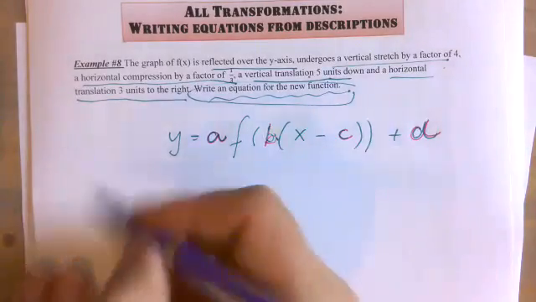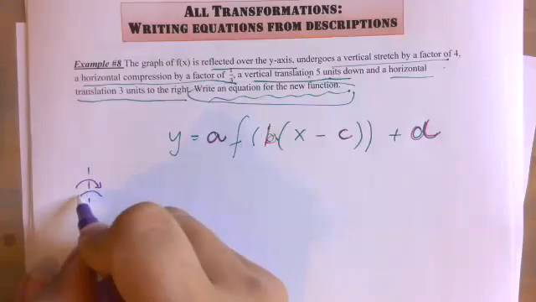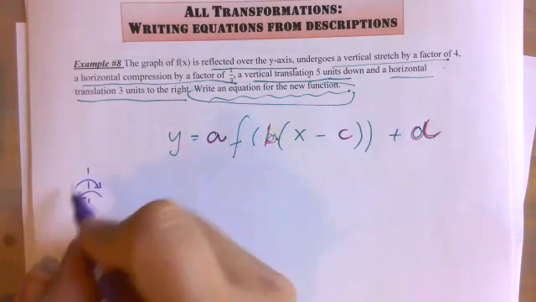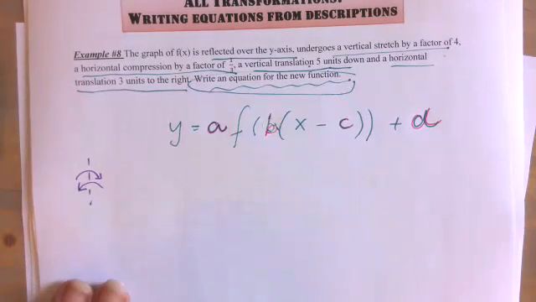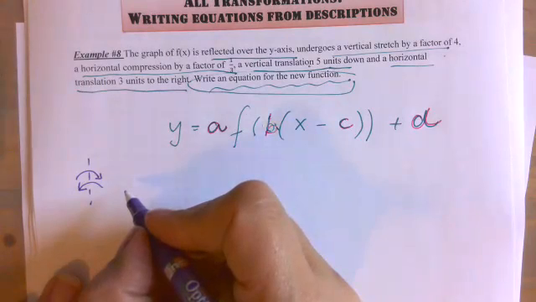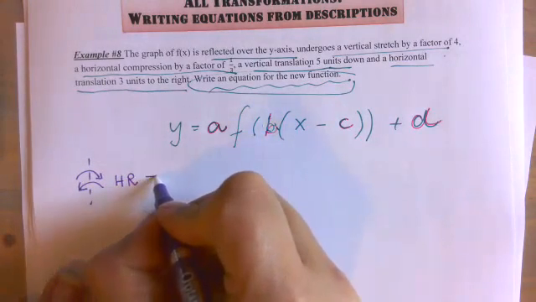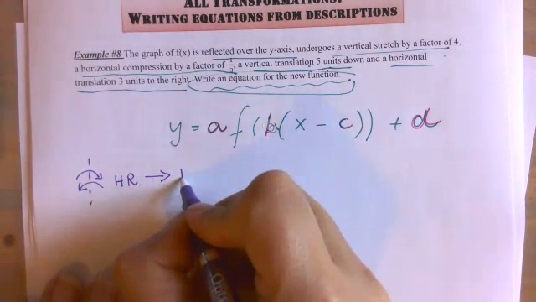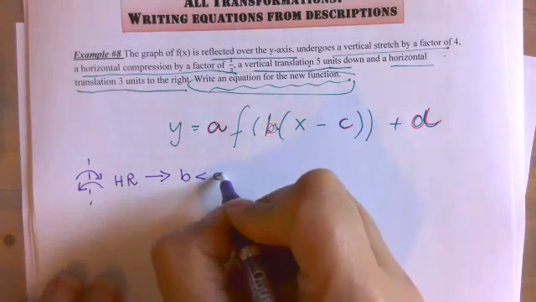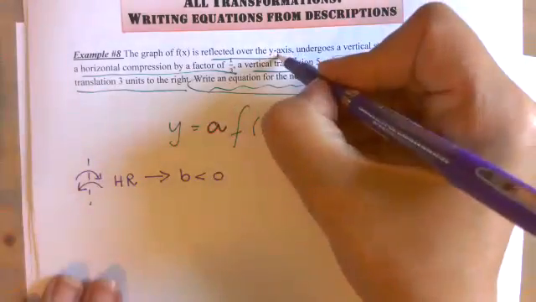Reflected over the y-axis. So here's your y-axis. Here's the reflection direction over the y-axis. What kind of reflection is this? Horizontal reflection. Horizontal reflections tell you that your B parameter is negative. So B is less than 0. The first description here we tackled.